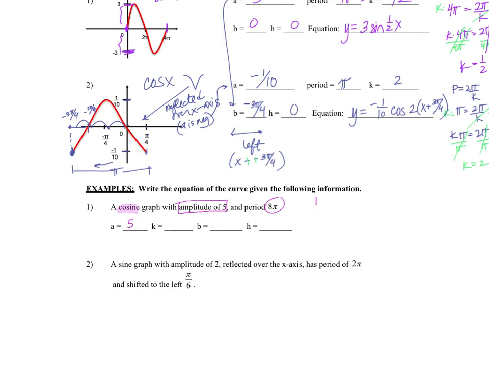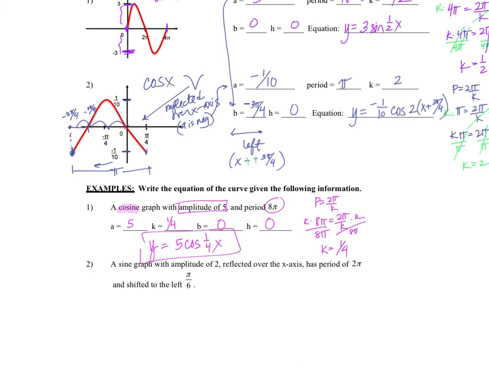So again, if the period is equal to 2 pi over k, 8 pi is equal to 2 pi over k. Multiply both sides by k, divide both sides by 8 pi, kind of speed up the process here, k is equal to 1/4. All right. B, does it say anything in my information about shifting left or right? Nope. How about shifting up or down? Also no. Therefore, using this information, I can write my equation. Y equals, it's going to be 5 cosine of 1/4 x.